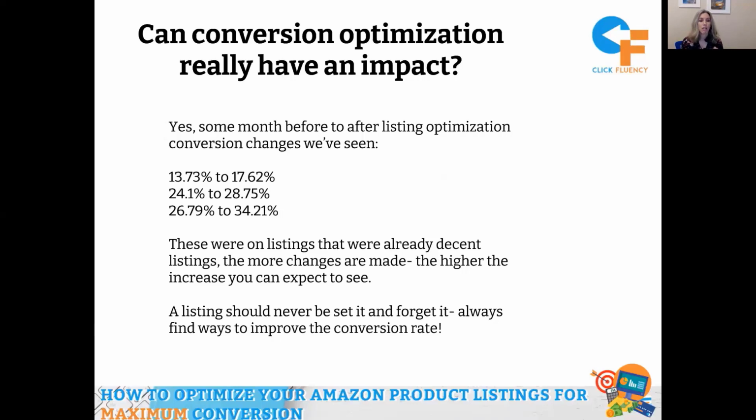And I've already mentioned this, but those were performing pretty well. Those were technically all above that average 12% conversion rate on Amazon. Some of them were well over that, but to see that they even went up higher is really amazing. And a side note to this, which could probably be its own webinar, a listing should not be a set it and forget it, because there should be ways that you're continuing to improve that conversion rate.